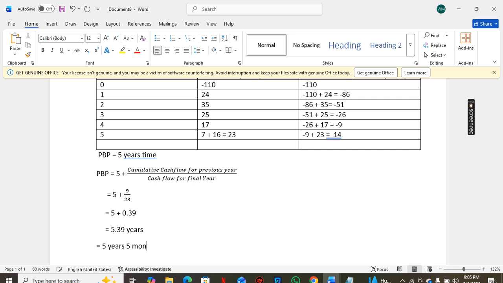Yes. This is if you want to get the exact timing. If you want it in days, this 0.39 multiplied by 365 will give you days.